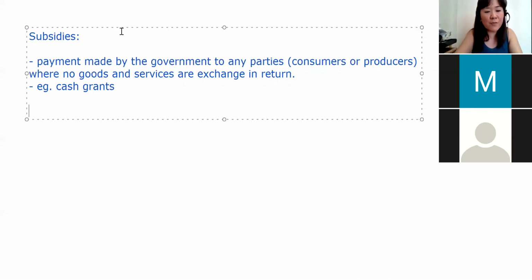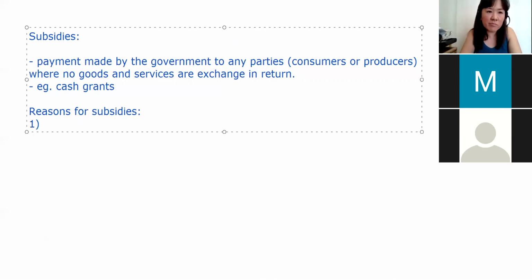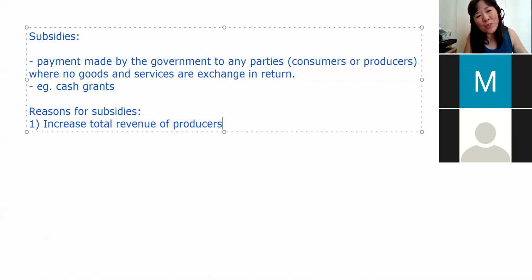Then we look at the reasons for subsidies. What's the rationale? The intention, mainly but not always, could be to increase the total revenue of the producers. Then you may ask why. Isn't that going to harm the consumers? Not really, because later we'll see how subsidies actually have the effect of lowering the price paid by consumers, so it's actually a good thing. But why does the government want to increase the total revenue of producers?